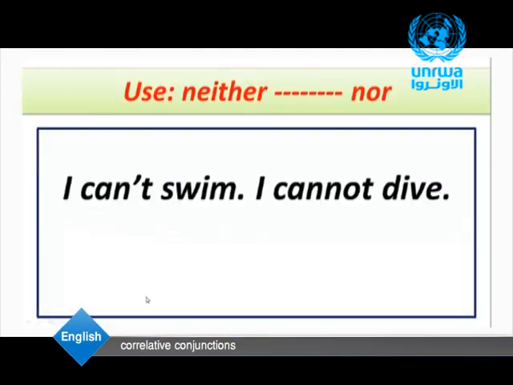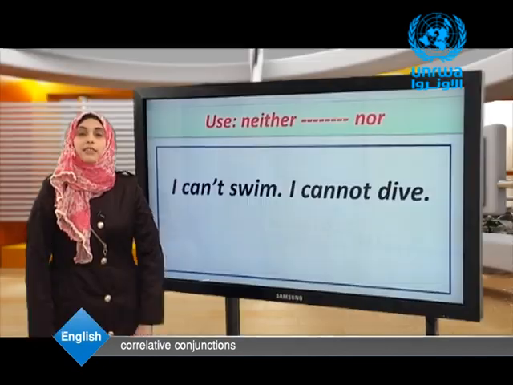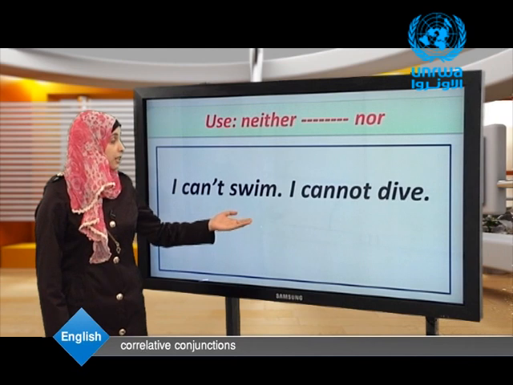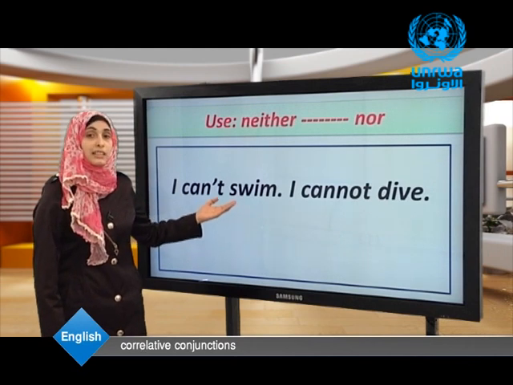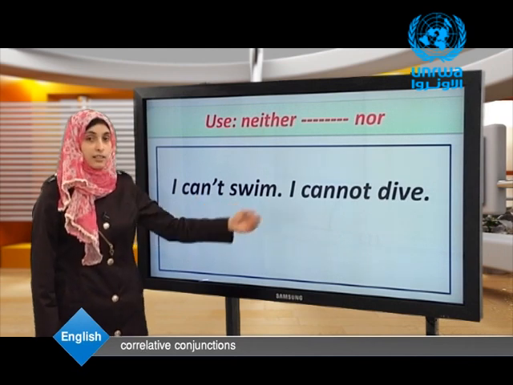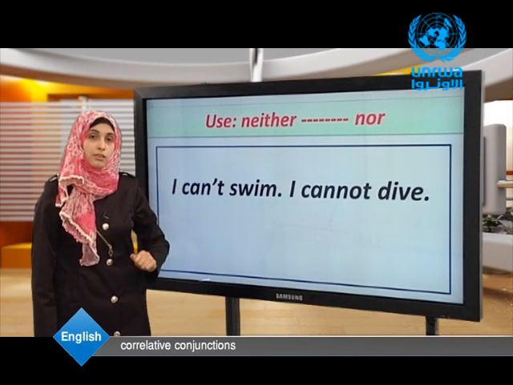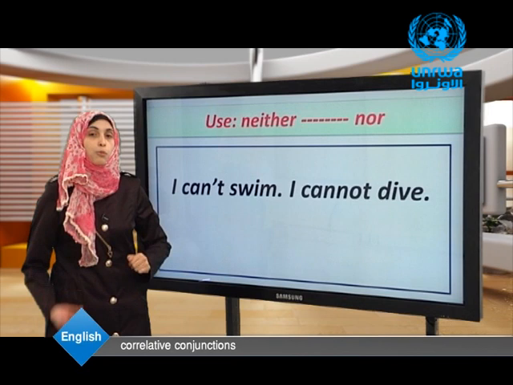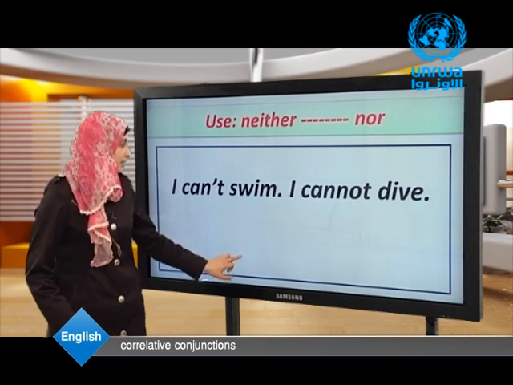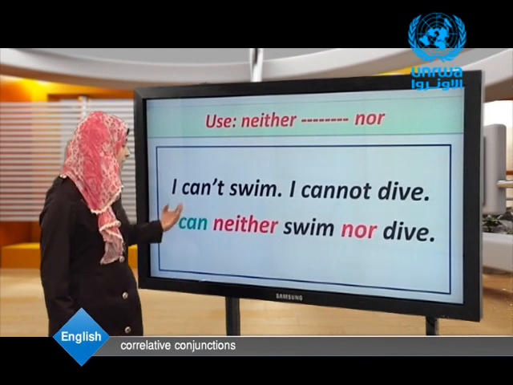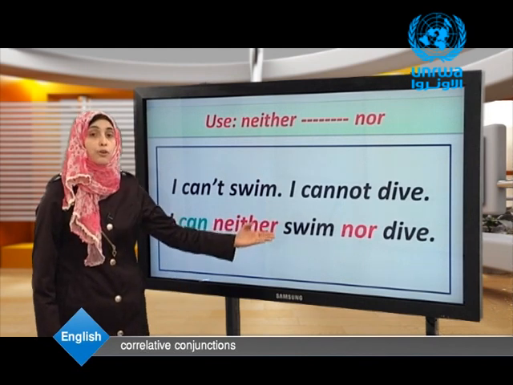I can't swim, I cannot dive. Notice here we have two negative sentences, can't and cannot. Use neither nor. Can you use neither nor to make one sentence? Great. I can neither swim nor dive.